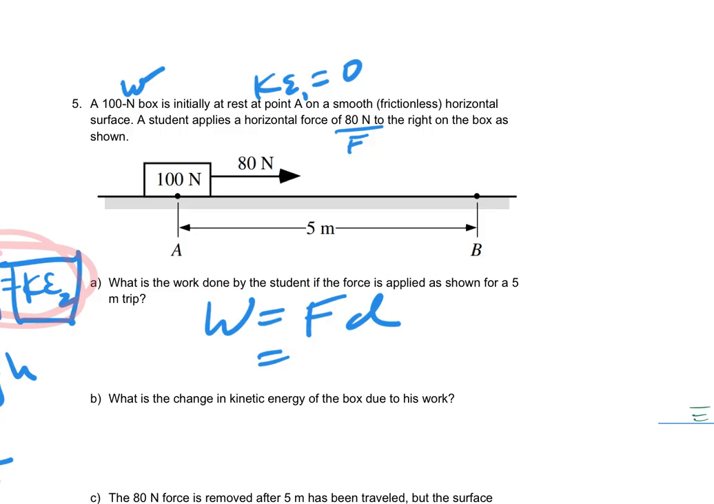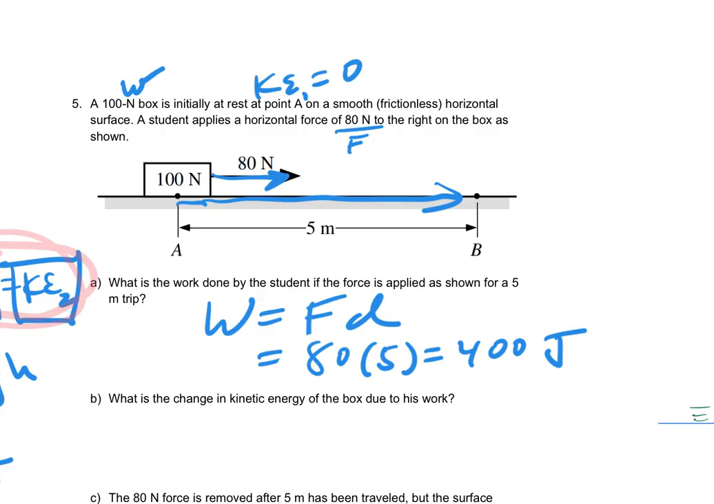The theta is the angle between the displacement and the applied force. That angle is 0, so cosine of 0 is positive 1. So I just skip out the cosine of 0. It'd be 80, the force, times 5, so that'd be 400 joules.